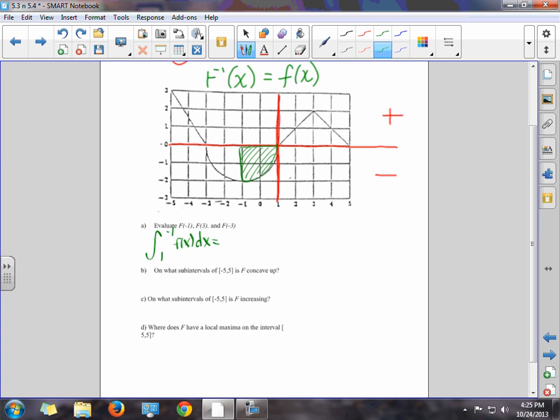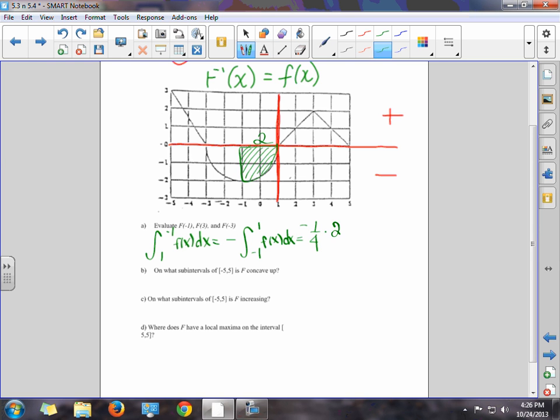I need to make sure that my lower limit is on the bottom and my upper limit's on the top. So I'm going to rewrite this and put that negative sign in front. So it's going to go from -1 to 1. And now I want to see how I'm going to calculate this area. I have a quarter of a circle. My circle has a radius of 2.